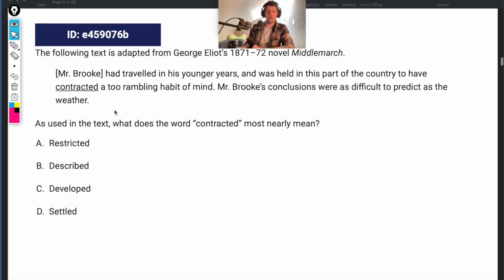Okay, here's the next one. In this text, what does the word contracted most nearly mean? So notice I didn't read here because I saw I was being asked a specific question, so I went and read it. What does the word contracted most nearly mean? Okay. So I know all these words, and you probably do too. Restricted, described, developed, and settled.